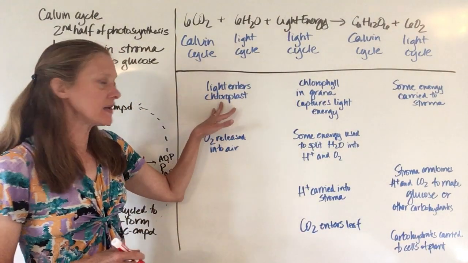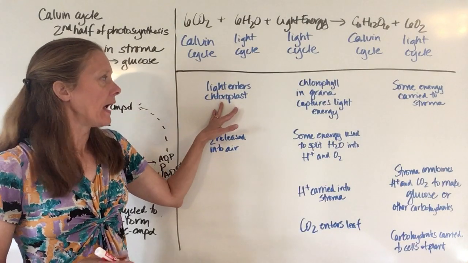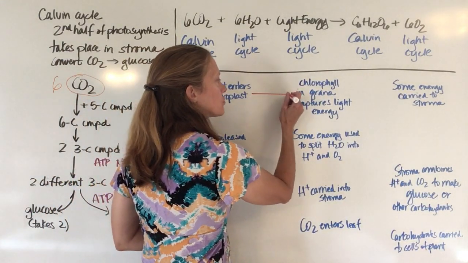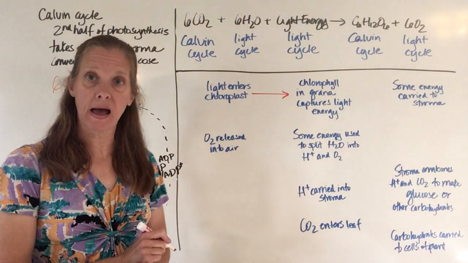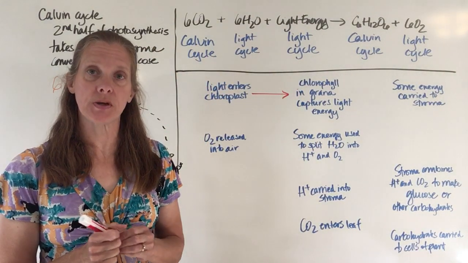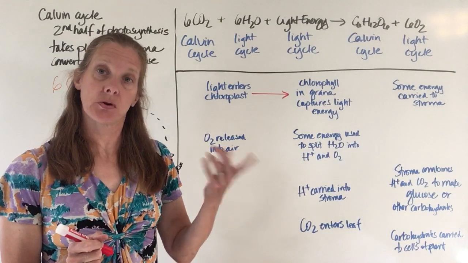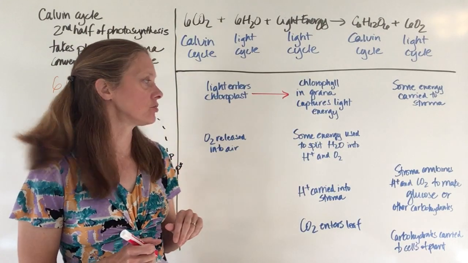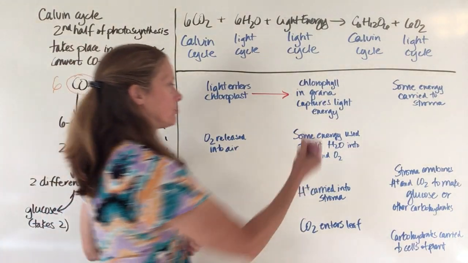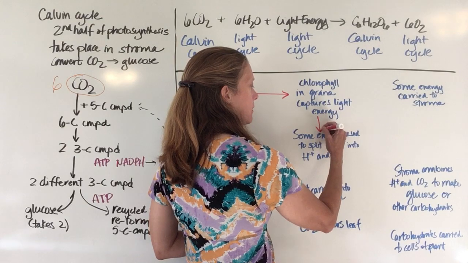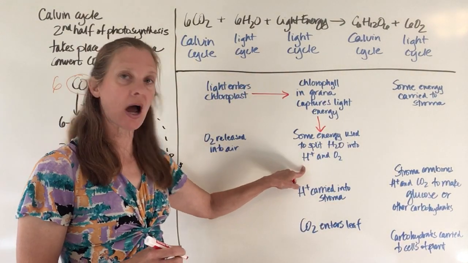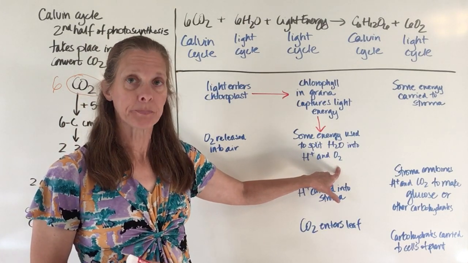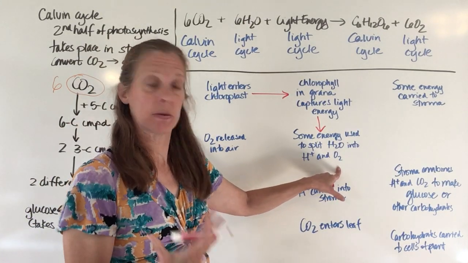So light enters the chloroplast. And as the light enters the chloroplast, the chlorophyll is going to absorb that light, right? Okay, all the pigments that are in there absorb that light. It's being absorbed in photosystem 2 and in photosystem 1. And so it captures the light energy. Now, some of that energy is used to split water into hydrogen ions and oxygen, and the oxygen gets released by the leaf out into the air, and then we're able to breathe that.